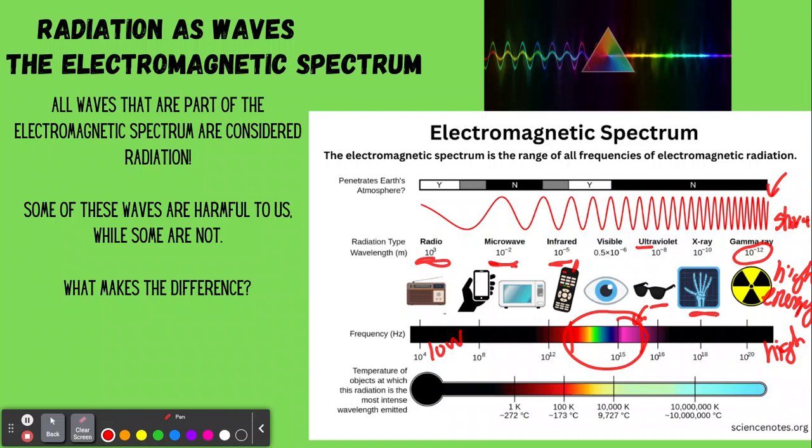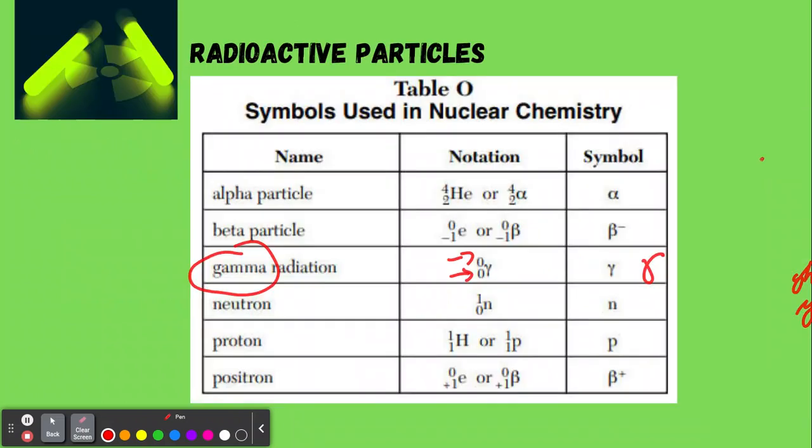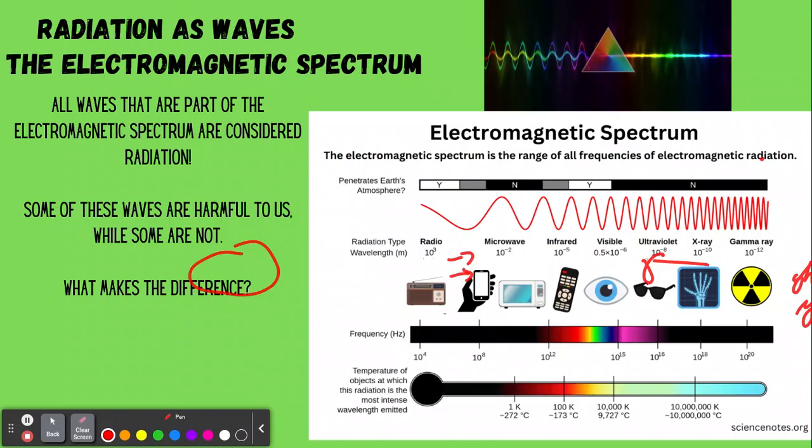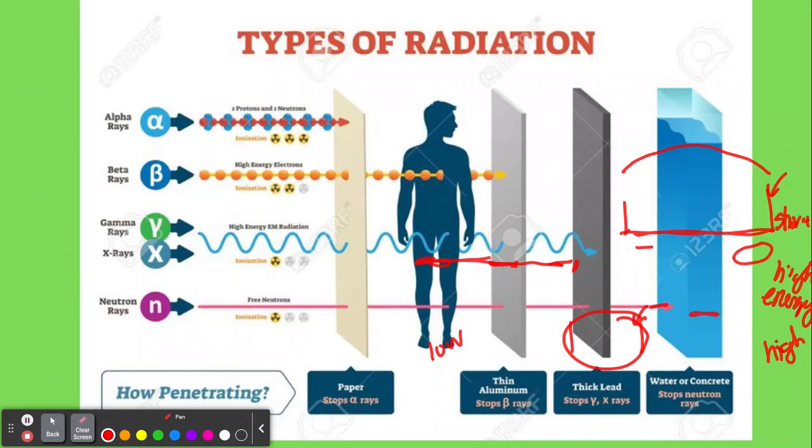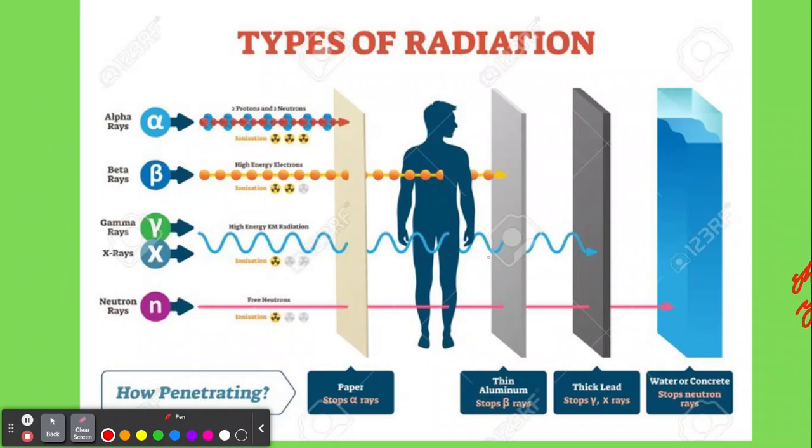So you can see once you get past the visible spectrum on this side right here, this is what we call ionizing radiation. Ionizing radiation has enough energy and enough high power that when it hits other materials, it can cause it to create ions. So ionizing radiation is usually more harmful to us than non-ionizing radiation, which is usually in the lower range down here. Okay. So this leads us to the discussion of, well, how penetrating are these types of radiation?